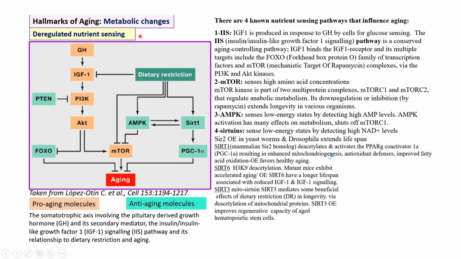So this is by activation of the PPAR gamma coactivator 1A, and all the processes will be enhanced. So in dietary restriction conditions, AMPK, SIRT1 as well as PGC1 alpha will be activated, and this will limit aging. Okay, it will not promote premature aging.